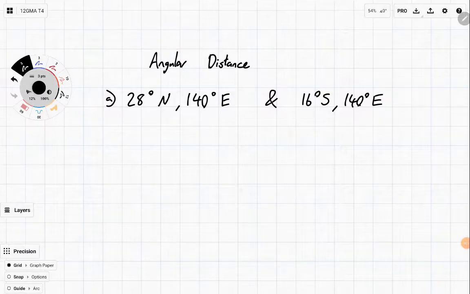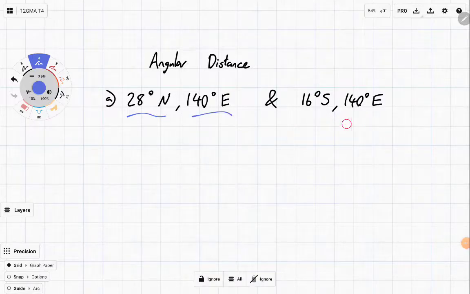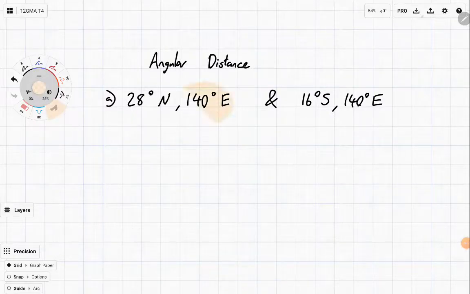Well, first we need two locations. So you can see I've got a latitude and a longitude for the first place and a latitude and a longitude for the second place. Now, some of you may notice that there's actually a match. Both of them are 140 degrees east, and that's really, really important. That's part of when we're doing this sort of stuff. We need to make sure that you have at least one match.